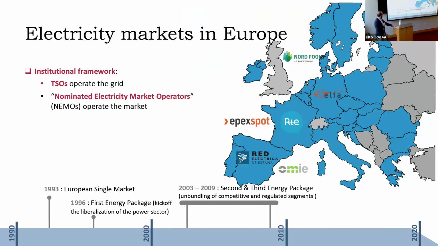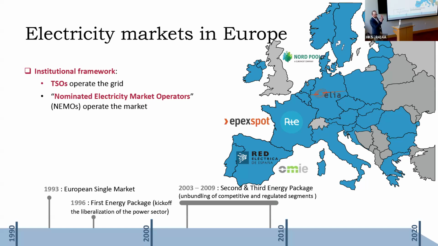Let's look at Europe now. So the way in which the electricity market works in Europe is kind of similar to the US, but also a little bit different. The deregulation itself also occurred in the late 90s or early 2000s. So in 1993, you have the European single market. 1996 is the so-called first energy package, a package of European laws that kicked off the liberalization of the power sector. And that was followed in 2003 and 2009 by the so-called second and third energy packages, which altogether effectively led to the deregulation of the power sector in Europe.